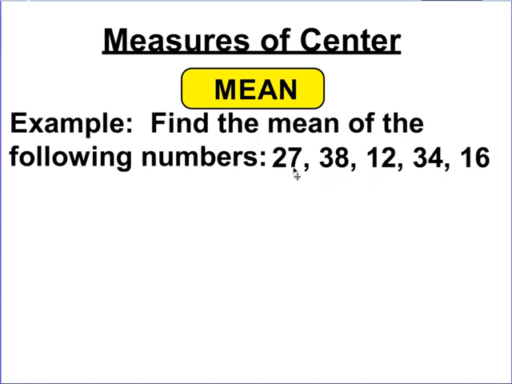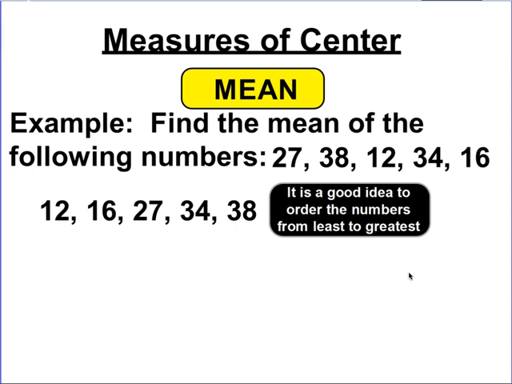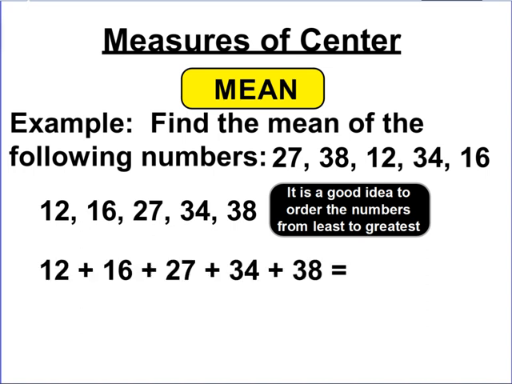So I have an example data set here. There are 5 values in this data set. One good habit to get into is to put your numbers in order from least to greatest before you start. You're going to need to do that for the median and the mode anyhow, and even the range is helpful. So it's a good idea to do it at the beginning of every single set of problems. So I put these in order from least to greatest, and now I'm going to add them together. And after I add them together, I have to divide by the number of values in my data set.